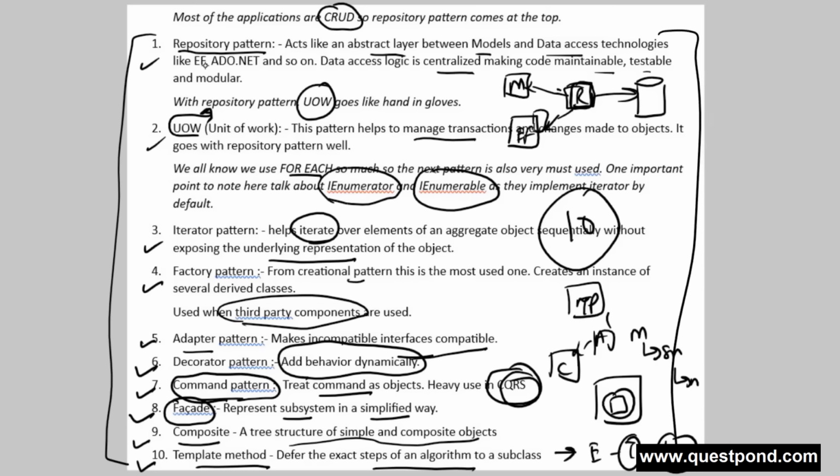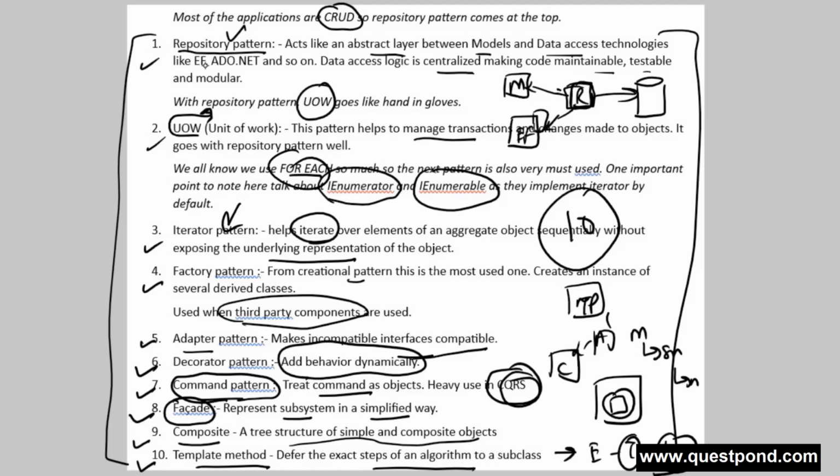So that you are able to answer in a more confident way. But for now, you can choose your 3 or 4. Remember, as I've said, if you just look at your project, I'm very sure you must be using repository pattern. I'm very sure you must be doing a for each loop, right? Iterator pattern is almost there.